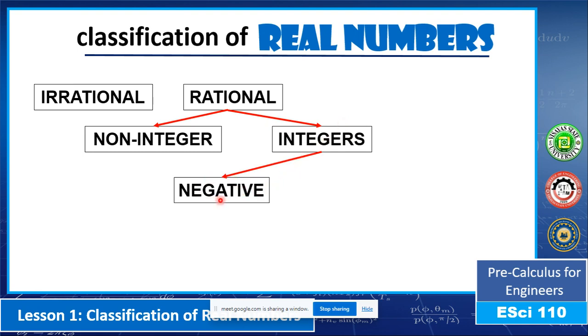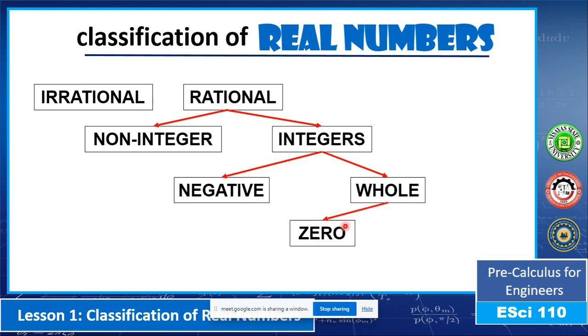So the first one is the negative, yung mga numbers nasa left side of the number line. And of course, we have the whole numbers, which are numbers located greater than 0, or mga positive na numbers. And then for whole numbers, of course, we have the 0. And then for the last one, we have natural numbers.